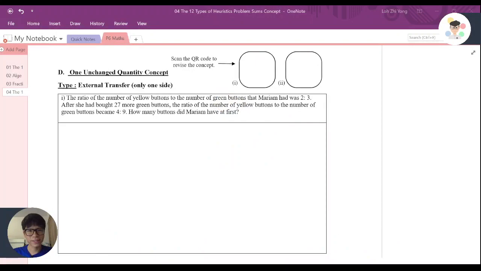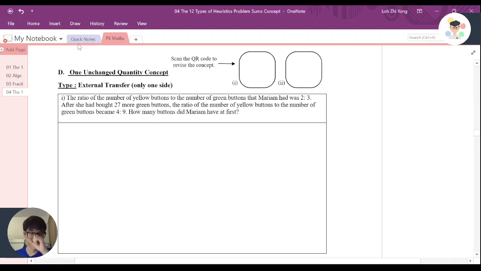Welcome back to digital class, and this is a discussion of booklet number 4, the 12 types of heuristic problem sum concept. And now we are looking at one unchanged quantity concept. When it comes to one unchanged quantity, you need to understand that this involves two or more than two parties, and at least one of the parties must be unchanged. So let's look at the question and I'll explain further.